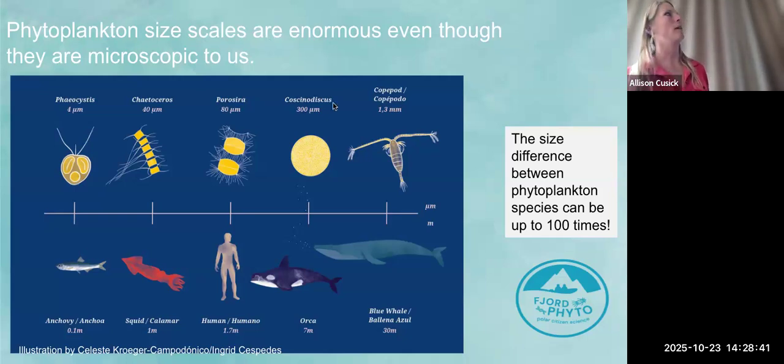If you were to think of a zooplankton, a copepod, which feeds on phytoplankton, we have different types of phytoplankton listed. So some diatoms, Coscinodiscus, Porosira, Chaetoceros, chain-forming diatoms, as well as a non-diatom, Phaeocystis. And if you were to relate that size to something we might be more familiar with, you're comparing an anchovy to a blue whale. So the size difference between phytoplankton themselves can be up to 100 times.